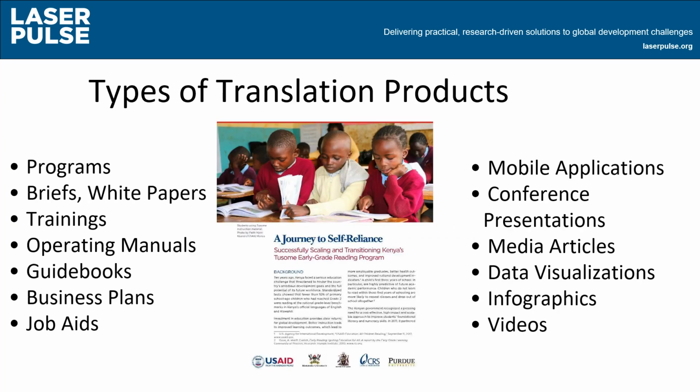Too often, people define translation of research as a two-page policy brief. While briefs are useful, many other ways exist to translate research into practice, such as programs, white papers, trainings, operating manuals, guidebooks, business plans, job aids, mobile applications, conference presentations, media articles, data visualizations, infographics, and videos.